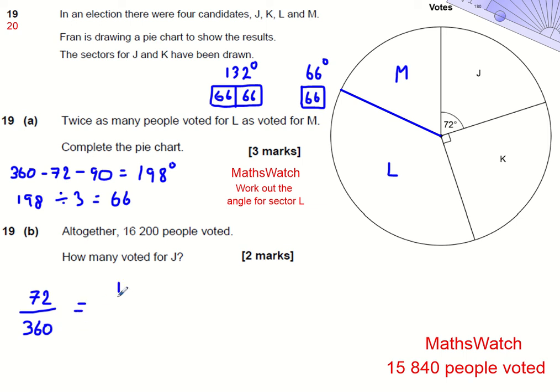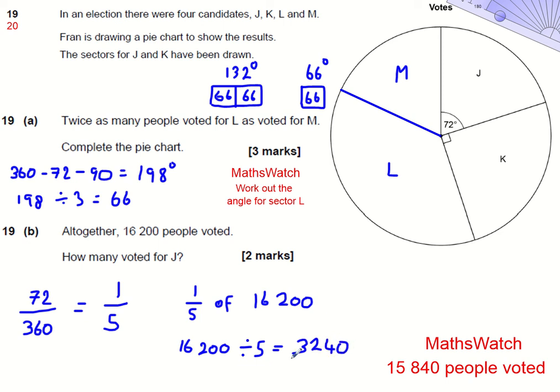It's the same as the fraction 1/5, which means that 1/5 of the people voted for J, which means you are working out 1/5 of 16,200. To find a fifth of something, you are dividing it by 5. So 16,200 divided by 5 is 3,240 people.